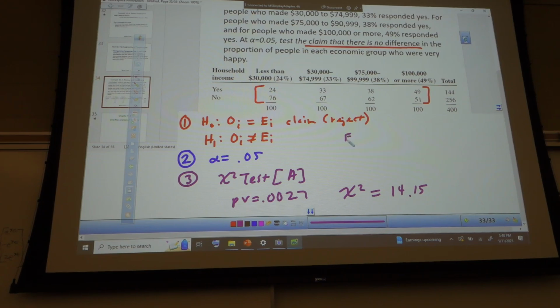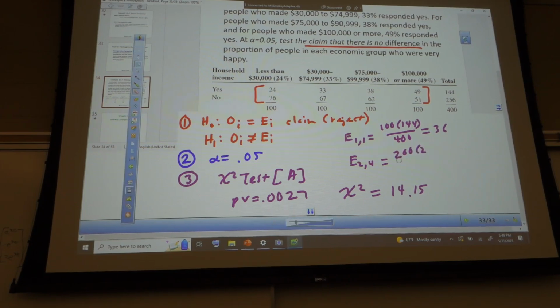36. E1, comma 1. So, 100 times 144 divided by 400, and you said that one was 36. And then what's the other one? E2, comma 4. Great. You guys see that? Row 2, comma, column 4. 100 times 256 divided by 400. And that one was 64. Okay, great.